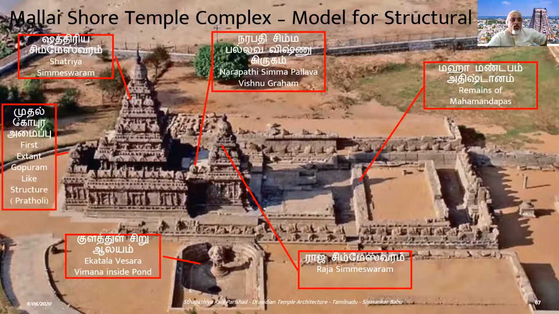And here also the first Gopura-like structure, Pratholi, appears on the eastern temple. The Prakara wall with the Haras has an elongated Sala Gopuram kind of a structure. So this is the starting of Gopuras in a simple way in Tamilnadu architecture.